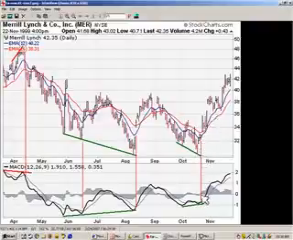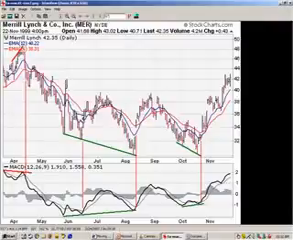One more time, another example of a divergence: lower lows in price, higher lows in MACD, and then immediately followed by a MACD crossover and a change in direction. It's important to notice as well that MACD was making higher lows, but moving averages were making lower lows in this case.